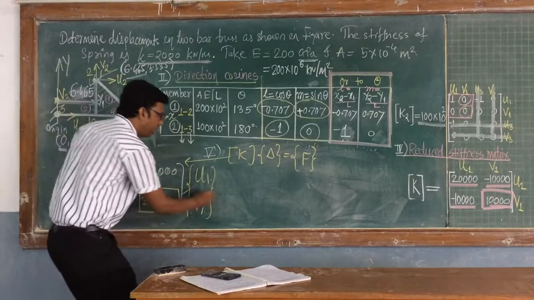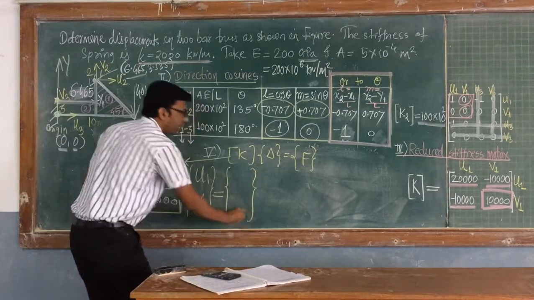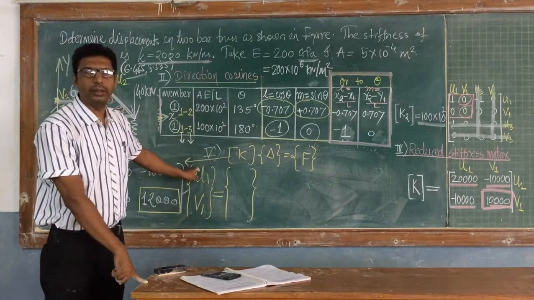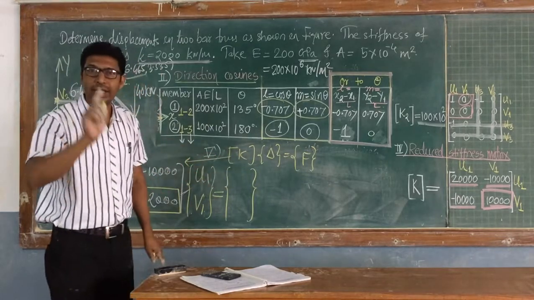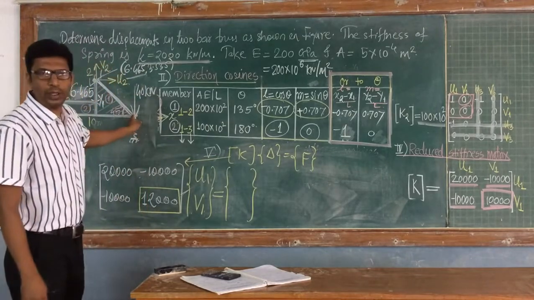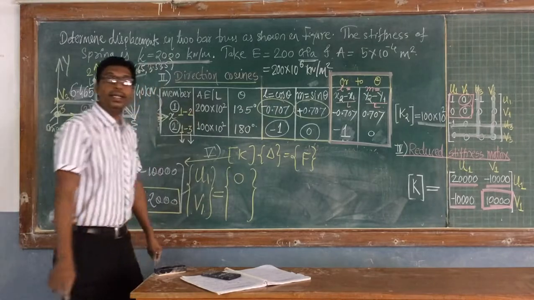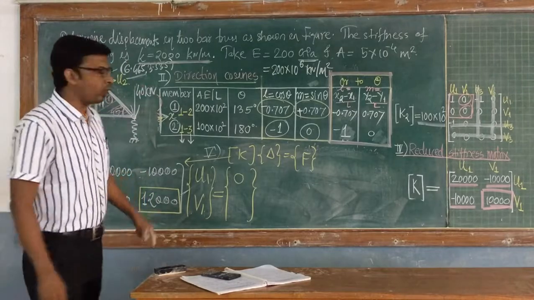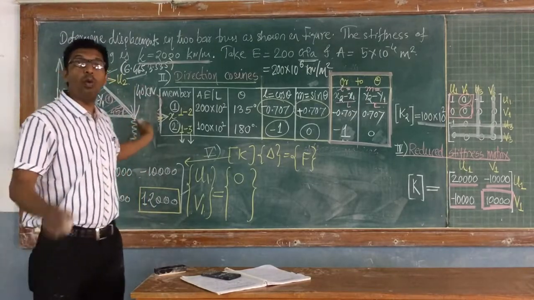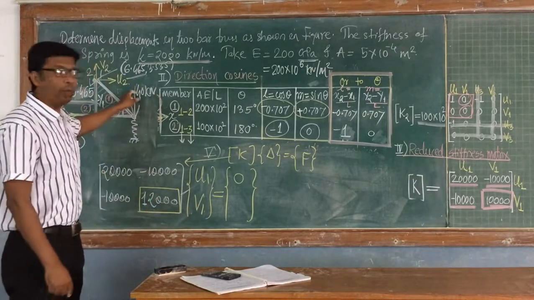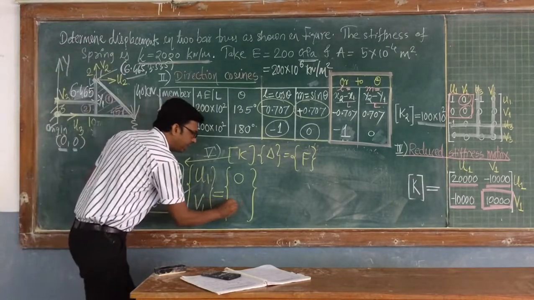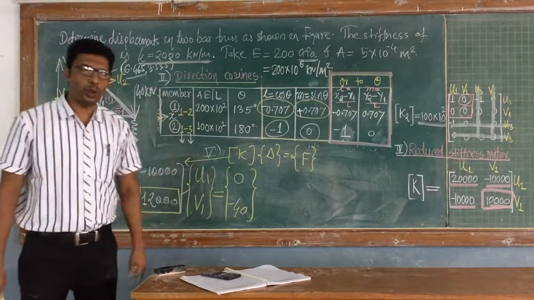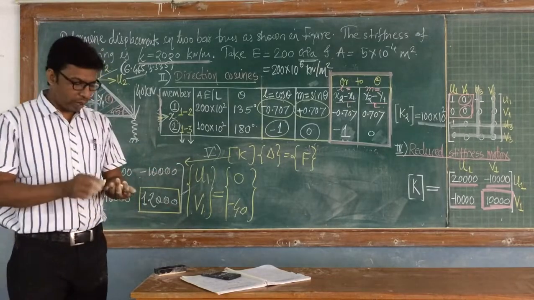U1 V1 equal to F. The first displacement is the horizontal displacement at joint number 1. The corresponding force is the horizontal force at joint number 1. Is there any horizontal force at joint 1? No. It is 0. Similarly, the second displacement is V1, the vertical displacement at joint 1. The corresponding force is the vertical force at joint number 1. There is a 40 kilonewton downward, means minus 40.